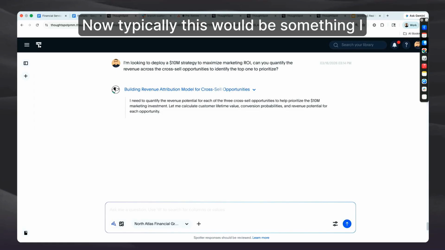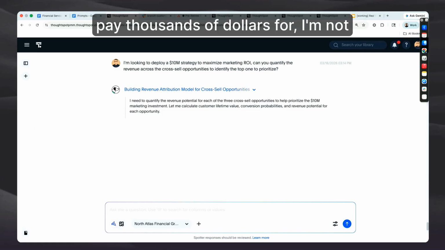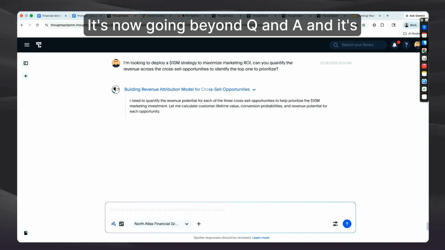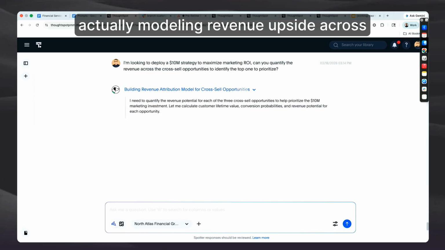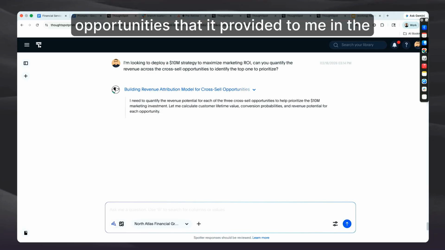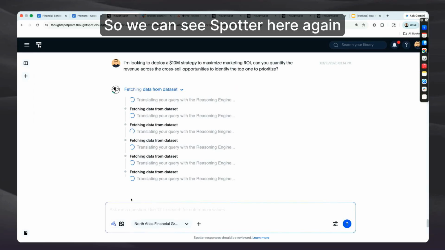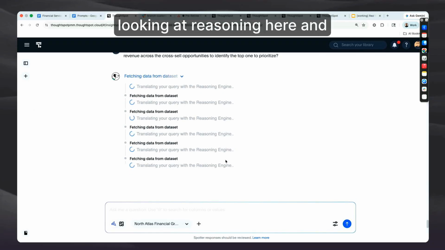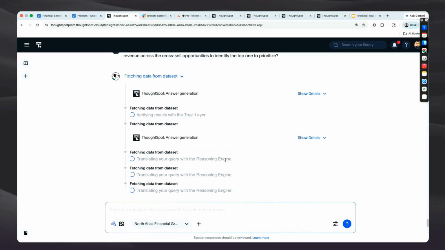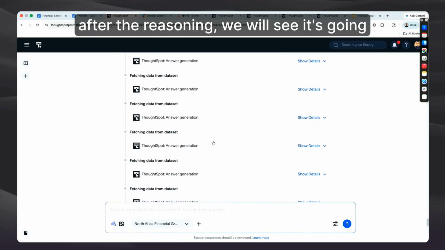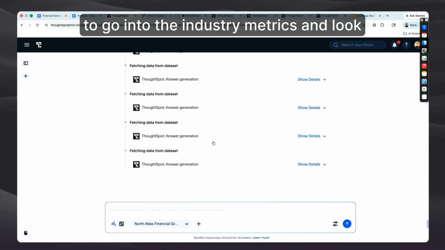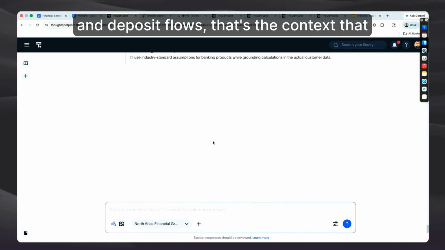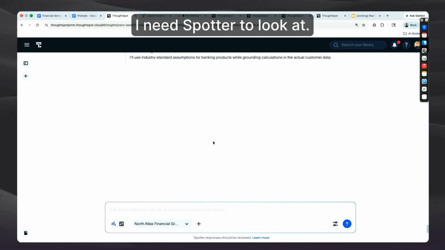Now, typically, this would be something I would use a strategy consultant for and pay thousands of dollars for. I'm not having to do that because I have Spotter. It's now going beyond Q&A, and it's actually modeling revenue upside across the cross-sell opportunities that it provided to me in the previous query. So we can see Spotter here again, reasoning, doing its deep analysis. After the reasoning, we will see it's going to go into the industry metrics and look at things that are important for us in the industry, like assets under management and deposit flows. That's the context that I need Spotter to look at.